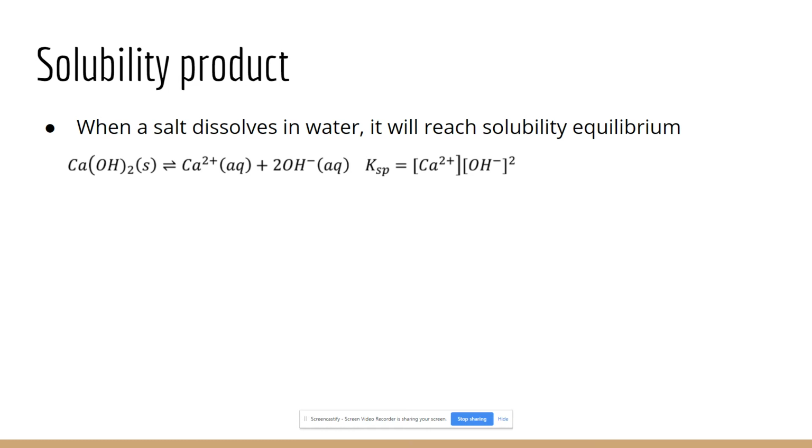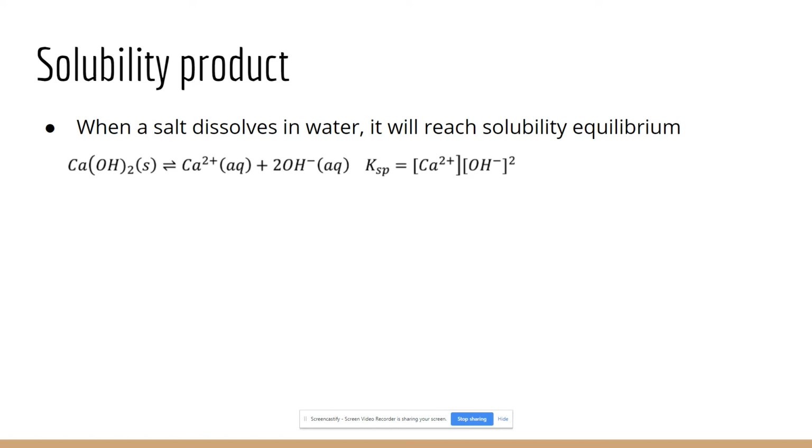So, for example, calcium hydroxide, it doesn't dissolve in water very well. It's considered to be insoluble, but it will, to some extent, form an aqueous solution. That's why I'm using equilibrium arrows. And the solid state will be in equilibrium with the aqueous state.